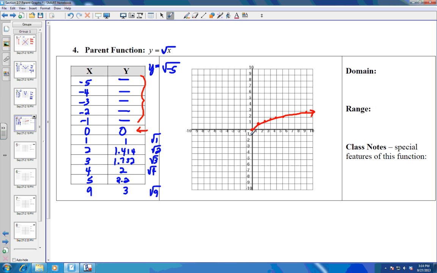So the domain, our domain is our x values. How far to the left and right does it go? Well, this time it doesn't go all the way to the left. It starts at 0. So my domain starts at 0 and it goes to infinity. My range, how far up and down does it go? Well, again, it starts at 0 and it's going to go to infinity. Okay, class notes, this is called the square root function.